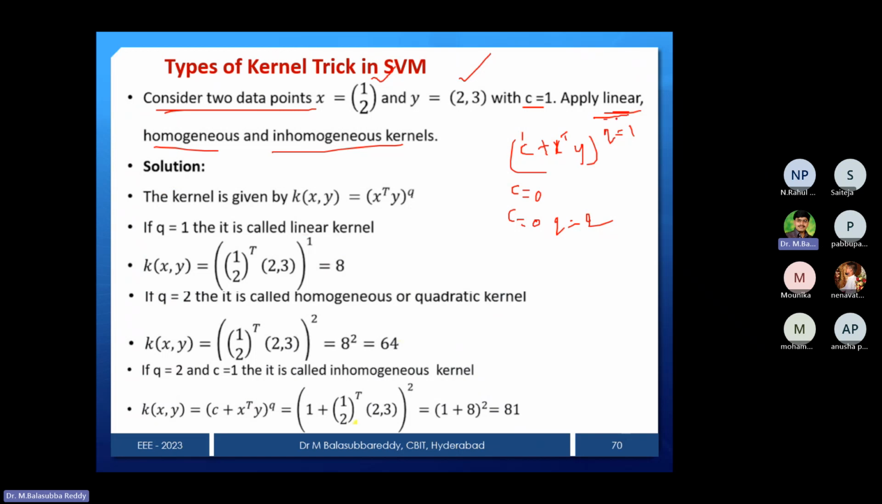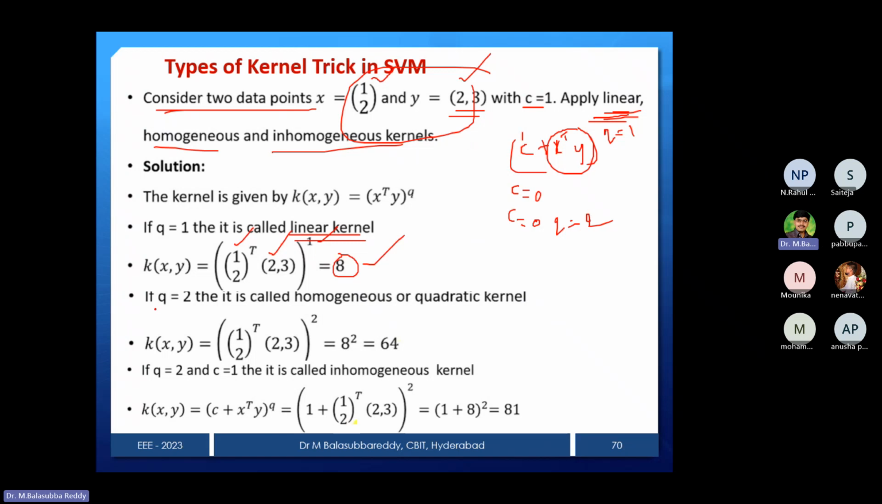Suppose we apply the linear kernel, linear homogeneous. This is the formula for linear. X is 1, 2 and you use the transpose, and Y is 2, 3, and Q is equal to 1. Thus we call it the linear kernel. The value we got is 8. Instead of using these data points, we can easily replace them with 8, which is our kernel.